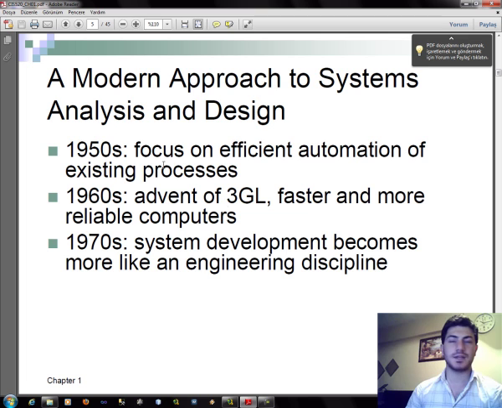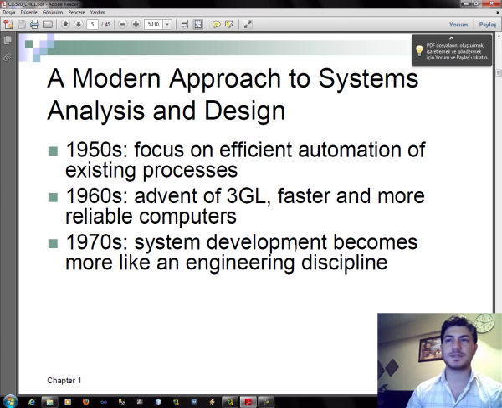A modern approach to systems analysis and design. Before explaining that, I want to inform you about the importance of this lesson, because in your future you will really need this information. It is really important for your professional life, and because of that I want you to listen carefully and concentrate on these slides and my voice.